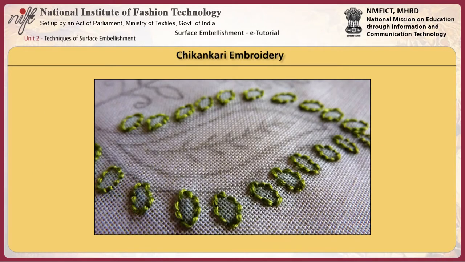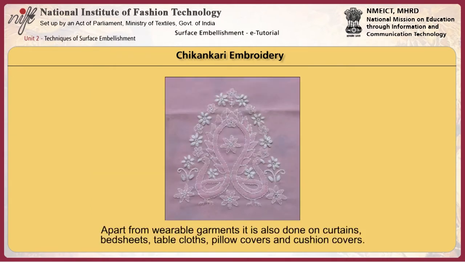The state of Uttar Pradesh, especially the city of Lucknow, is considered to be the hub of chikankari embroidery. Chikankari, derived from the Persian word chakin, means elegant patterns on the fabric. Earlier, it was done with white thread on muslin clothes. However, now it's being done on various types of fabrics like cotton, linen, nylon, georgette, chiffon, and synthetic fabrics. Apart from wearable garments, it is also done on various other things such as curtains, bed sheets, tablecloths, pillow covers and cushion covers.